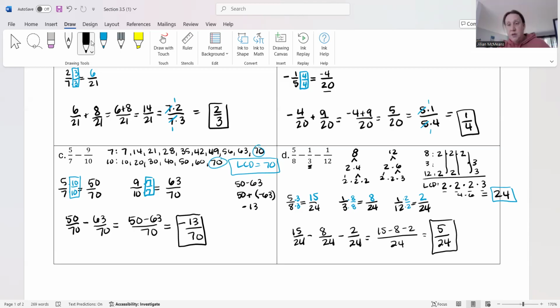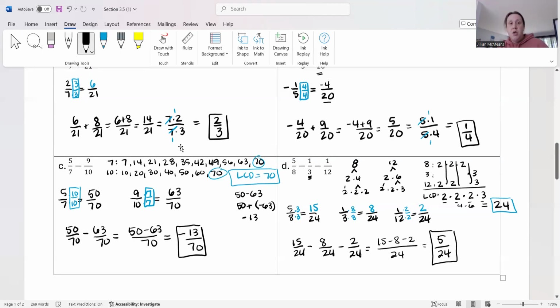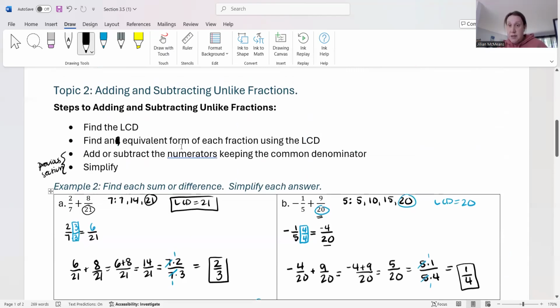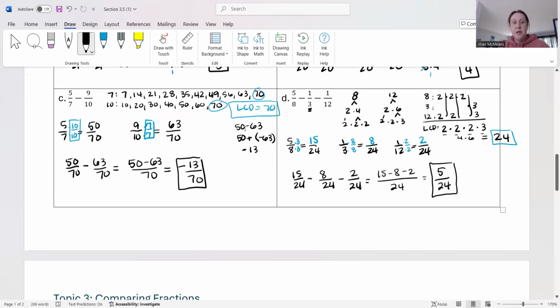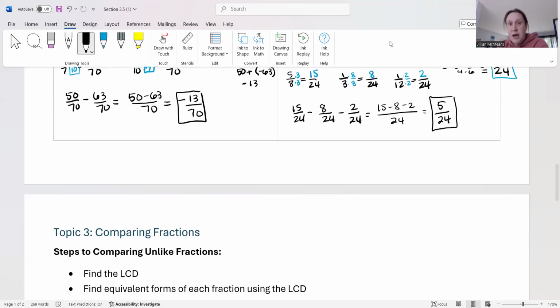So there you have it. That is adding and subtracting unlike fractions. So you need to remember that you have to find the LCD, you have to find equivalent forms. You then can add or subtract your numerators, keeping your common denominator. Simplify at the very, very end. Okay? So that's it for adding and subtracting fractions. In the next videos, we will look at comparing fractions, putting fractions in order, and I think evaluating expressions that have fractions in them.